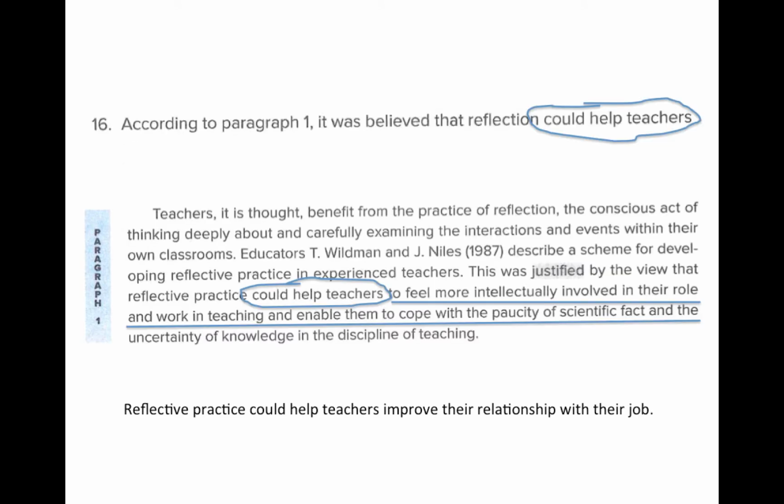Okay, now from the second reading passage. According to paragraph 1, it was believed that reflection could help teachers. So that's our focus phrase. Found it. Reflective practice could help teachers feel more intellectually involved in their role and work and help them cope with the problems of teaching. So reflective practices could help teachers improve their relationships with their jobs or how they thought about their jobs.